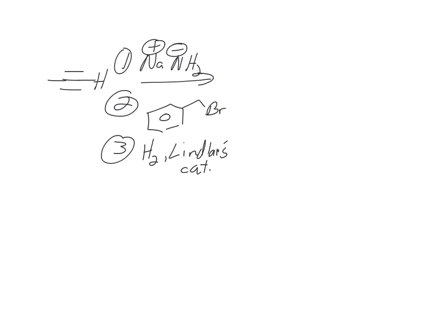All right, we're going to take a look at a multi-step synthesis, and then we're going to convert this to a free energy diagram. So the first step, we have a terminal alkyne. We have a strong base, Na plus, NH2 minus. What are they going to do? So this is probably going to be our nucleophile, right? It has a negative charge.